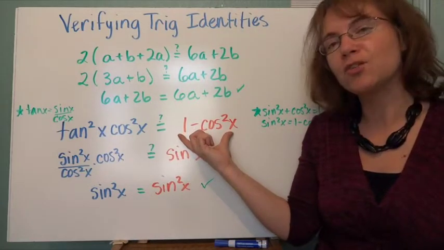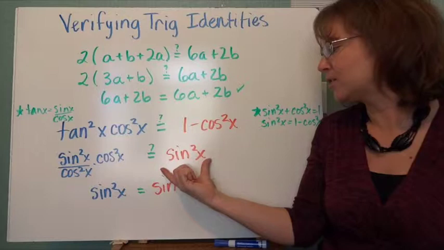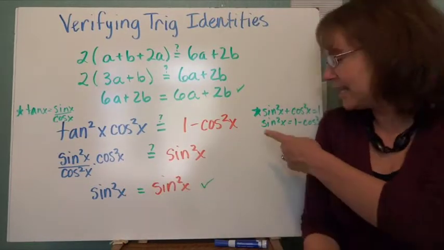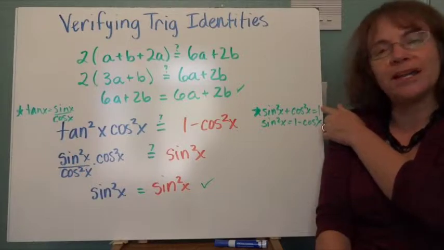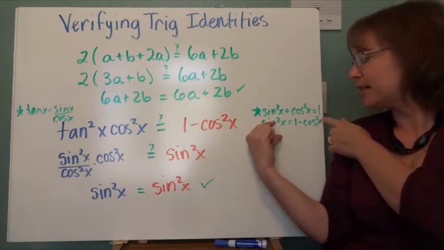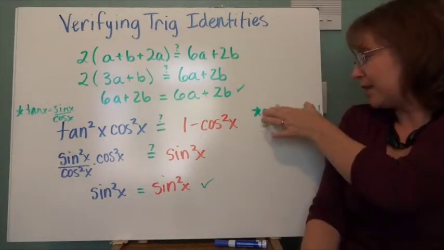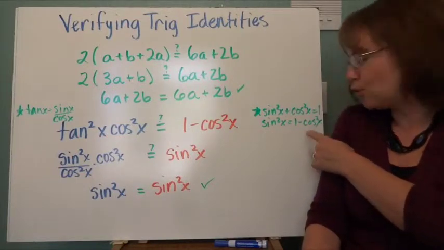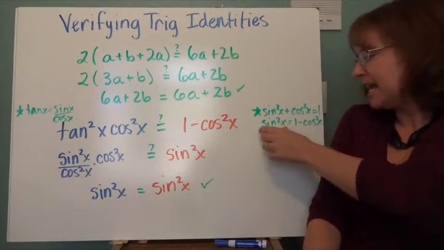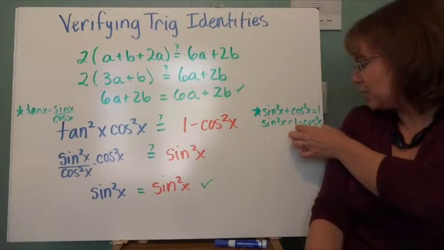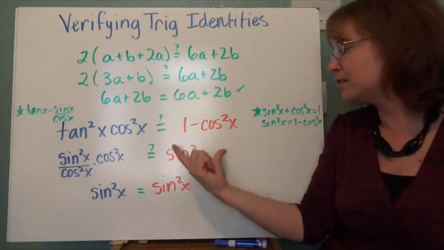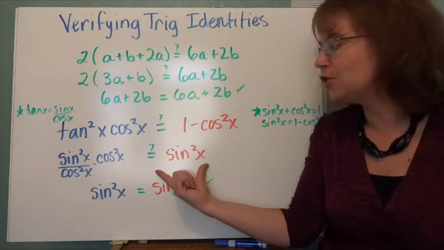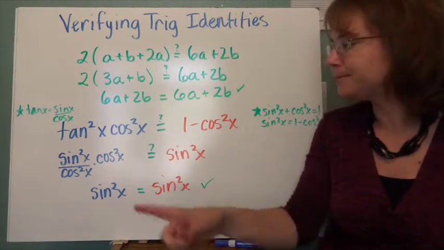So 1 minus cosine squared of x is equal to sine squared of x, and that's from the Pythagorean identity, where we have sine squared of x plus cosine squared of x equals 1. And then just solving for sine squared of x in this Pythagorean identity, I subtract cosine squared of x from both sides, and I get that sine squared of x is equal to 1 minus cosine squared of x. So instead of 1 minus cosine squared of x, I can substitute in sine squared of x.